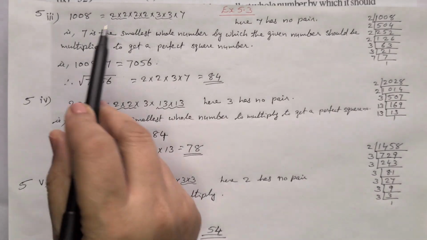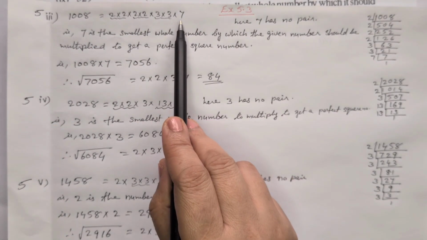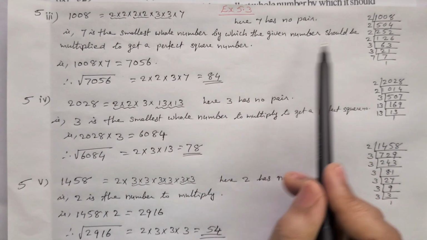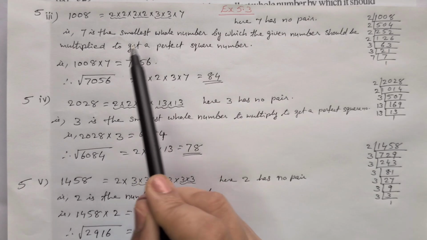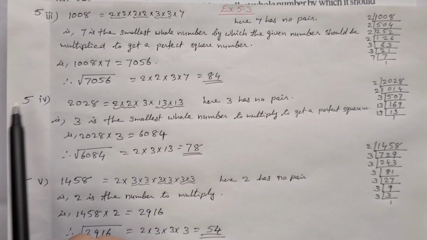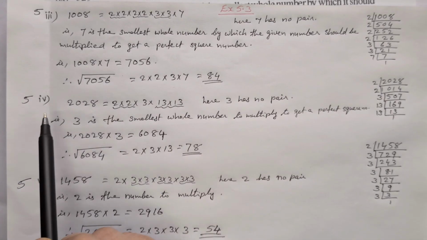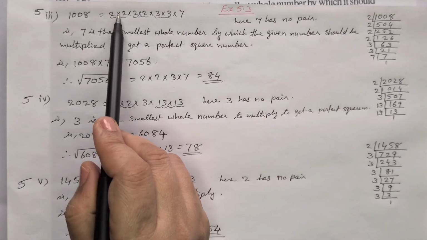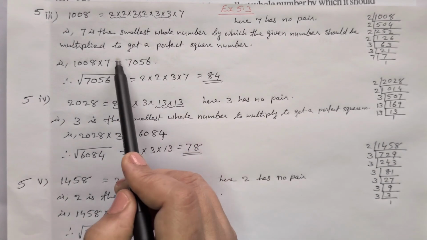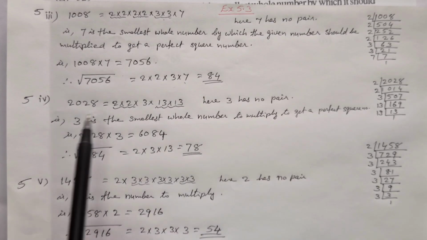The next number, 1008. When we are doing the prime factorization, 7 has no pair, only one time. So 7 is the smallest whole number by which the given number should be multiplied to get a perfect square. Therefore, we are multiplying 1008 with 7 and get 7056. Then root of 7056 is equal to, already we can take from here 2 into 2 into 3. Now 7 also becomes a pair, so into 7, which is equal to 84.